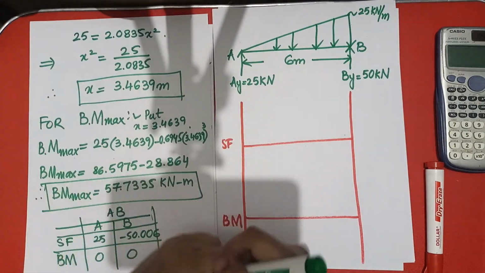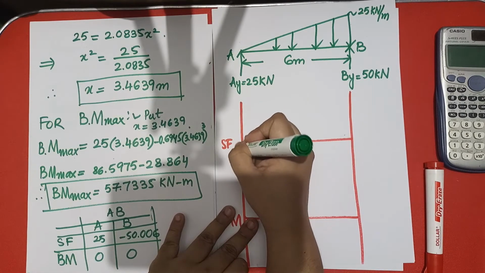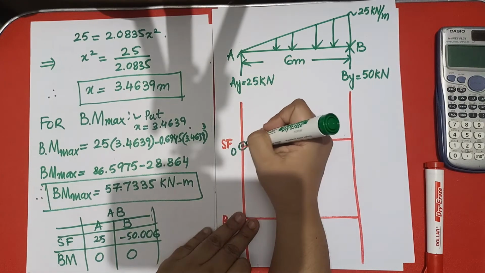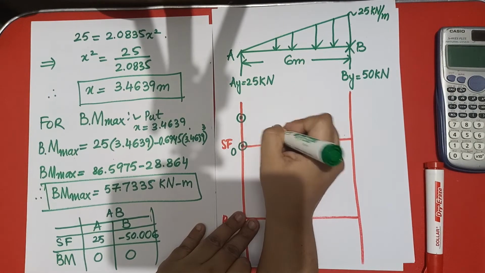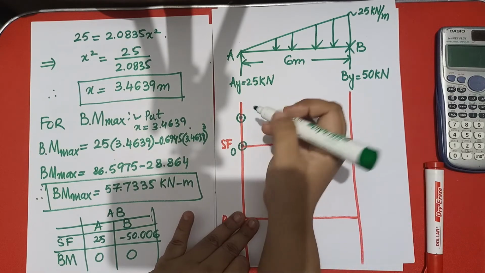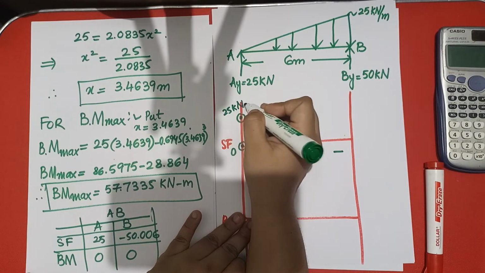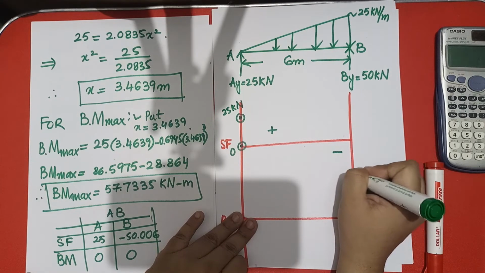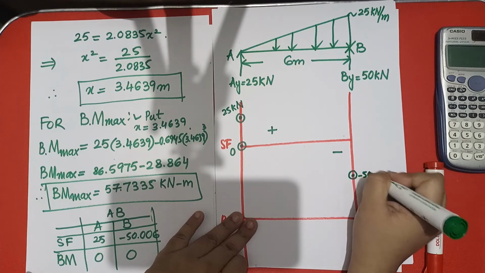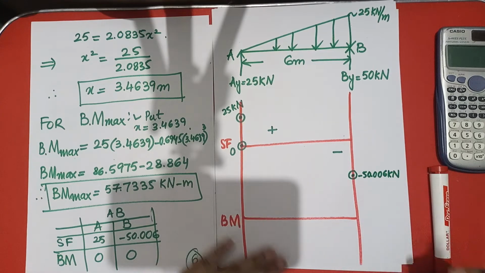So first of all, it is 25 kilonewton. It starts from 0 obviously. We will move upward because the value is positive and this side is positive. This side should be negative for the shear force. So this is the 25 kilonewton we have taken, and the other value is minus 50.006 kilonewton, which is coming out.